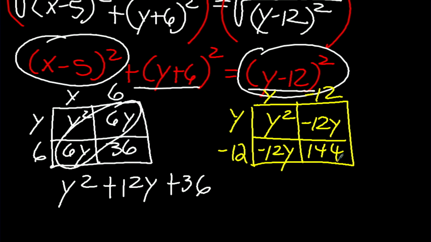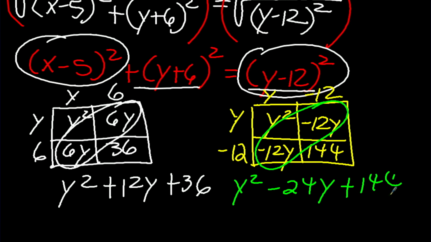Again, I combine the like terms. So notice in the middle here, I have minus 12y and minus 12y. I have the y squared first. Minus 12y minus 12y gives me a negative 24y plus 144.